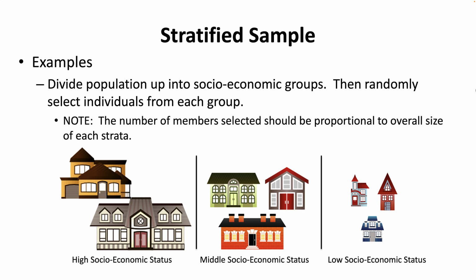Before we look at the pros and cons of a stratified sample, let's try to understand it better by looking at an example. One example of a stratified sample is when you divide the population into socioeconomic groups, then randomly select individuals from each group. Note that the number of members should be proportional to the overall size of each strata. In other words, you could break your population up into a high socioeconomic status, middle socioeconomic status, and a low socioeconomic status. The nice thing about the stratified sample is that you know you would be getting members from each socioeconomic status in your sample. So it guarantees all groups are represented in the sample.